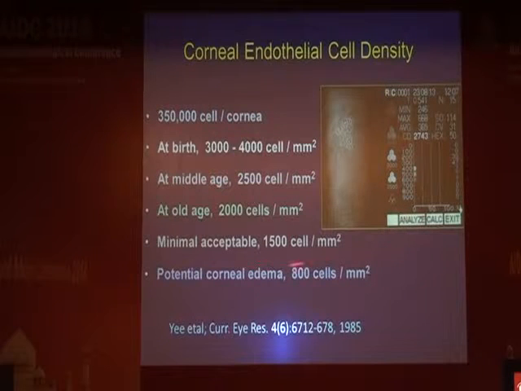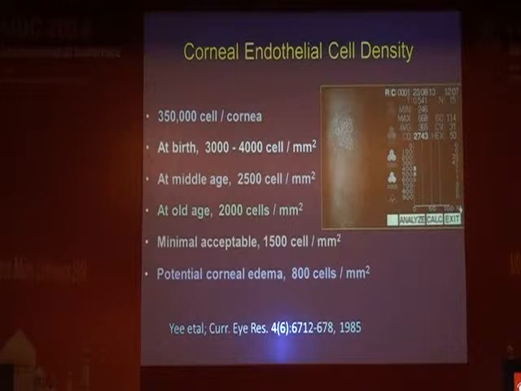This gives you the idea of how many cells there are. At birth, we have something like 3,000 to 4,000 cells per millimeter square, which decreases because after birth the corneal diameter increases, and that is the reason the cell count goes down. In middle age, we have something like 2,500 and subsequently 2,000.